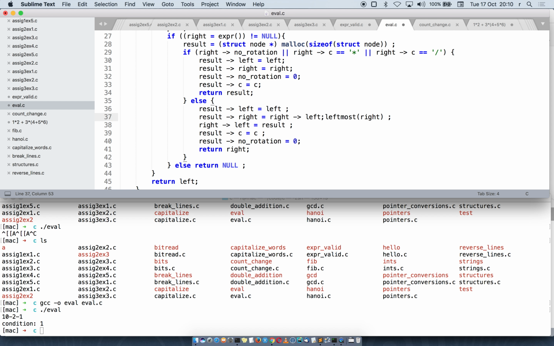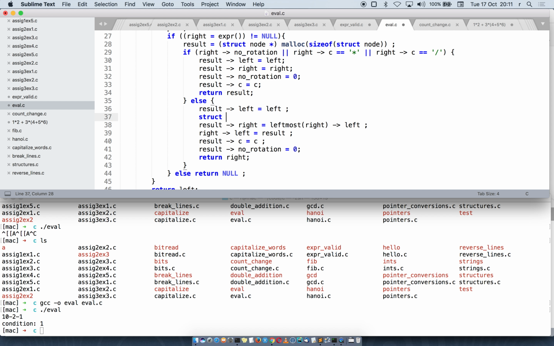But we don't want leftmost to right. We want leftmost to left. Actually, I would like to say left here. Unfortunately, it doesn't work in C. So we have to do struct node star temp equals leftmost right, and then we can say TMP.